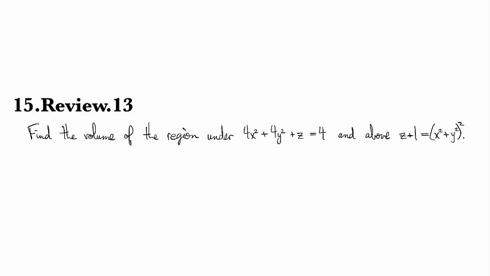Okay, so in this one we're going to find the volume of the region under 4x squared plus 4y squared plus z equals 4, and above this monster, z plus 1 is equal to the square of x squared plus y squared. All right, so we've got not just quadratic, but actually like fourth order equation defining this surface. So that's not a familiar one. Let's see. So first thoughts.